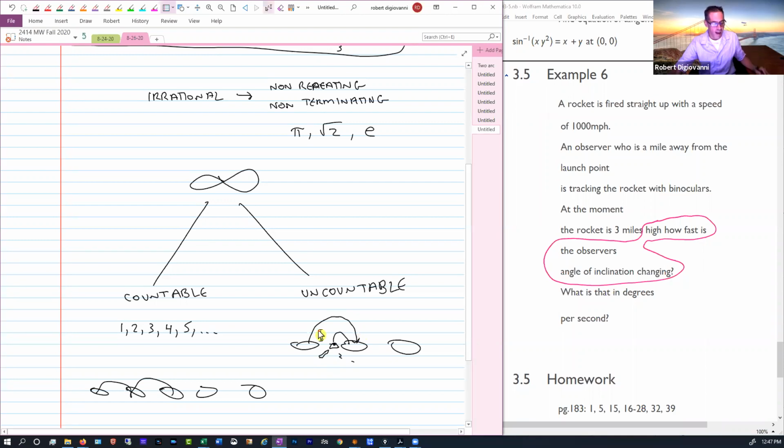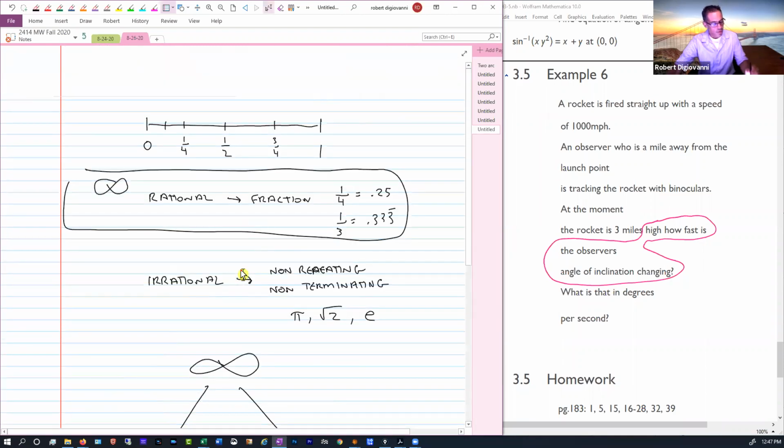And because of that, when you look at all the numbers just between 0 and 1, yes, there's an infinite number, a countably infinite number of fractions, but there are an uncountable number of irrational numbers.